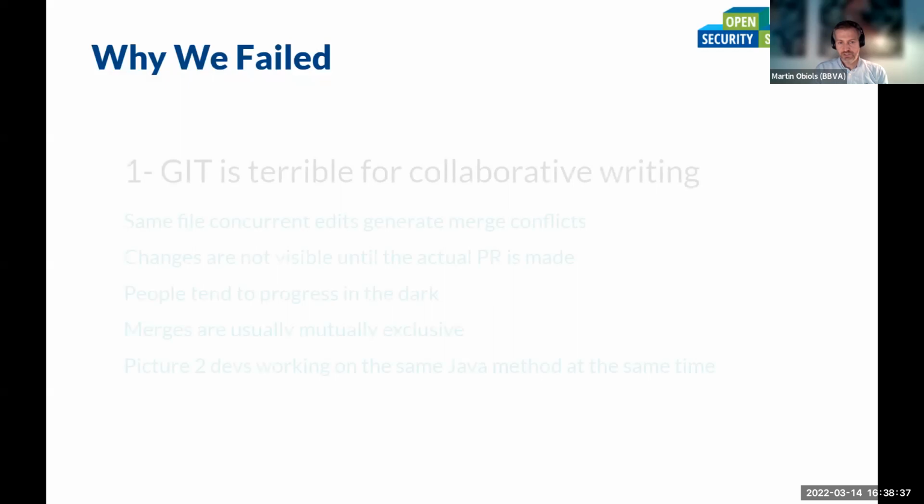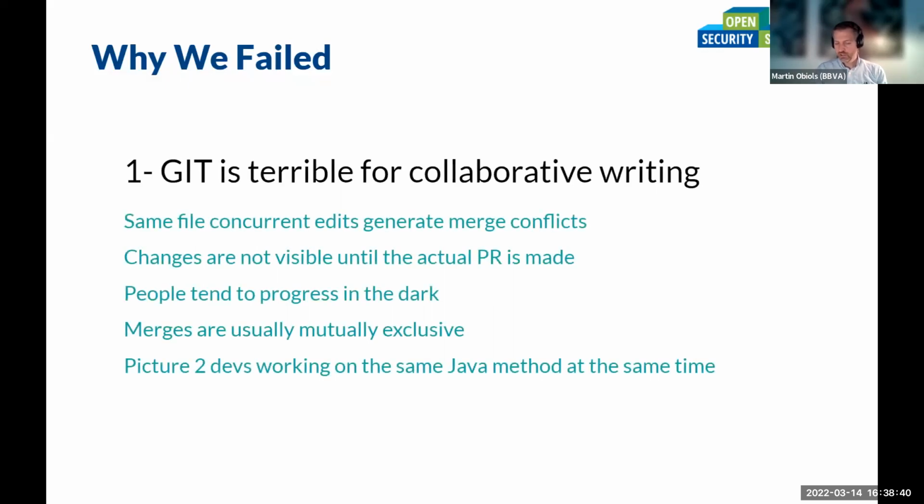Okay. So the first reason why this didn't turn out so good is Git is terrible for collaborative writing. And let me explain, because maybe you are thinking Git is a collaborative tool. Why do you say that it's terrible for collaborative writing? So Git is great for having a lot of people managing a lot of files in a collaborative fashion and managing conflicts between them, and in general as a source code and software development tool. But it's terrible for collaborative writing in terms of documentation, particularly when several people are trying to edit the same file. Same file concurrent edits almost always are going to generate merge conflicts.